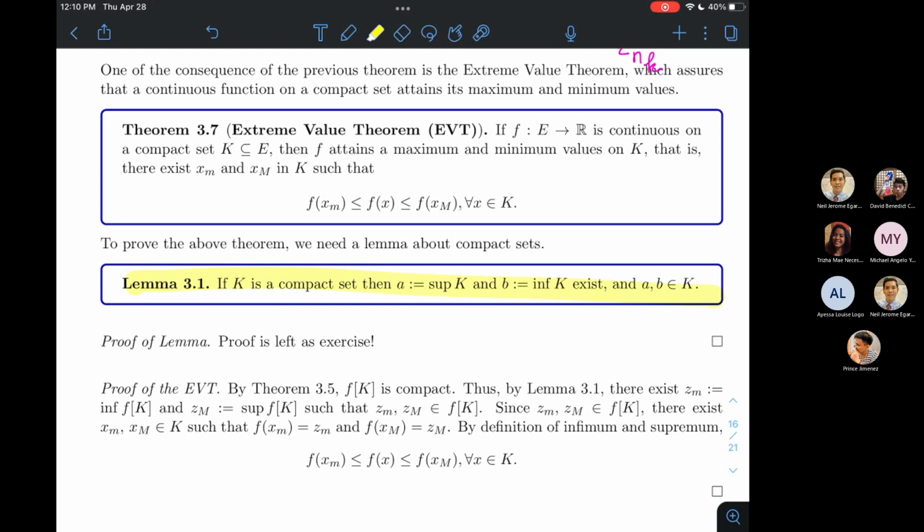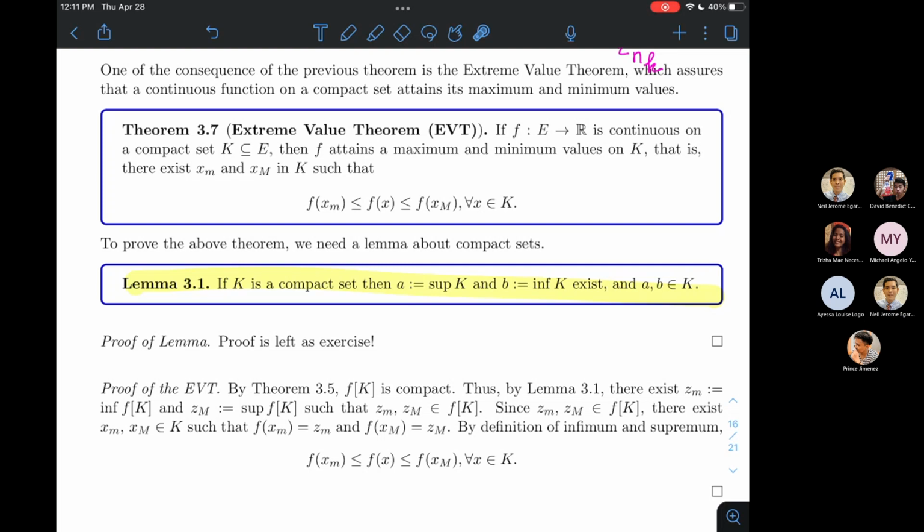Okay? Now, K is compact, so ibig sabihin si K ay bounded. Kasi compact if and only if closed and bounded. So K is compact implies K is bounded. Dahil si K ay bounded, ibig sabihin meron siyang lower bound at saka meron siyang upper bound. By the LUB property and a corollary to the LUB property, dahil meron siyang lower bound at upper bound, meron siyang greatest lower bound at meron siyang least upper bound. So the infimum and the supremum exist. Pero saan siya nag-exist? Nag-exist siya as a real number.